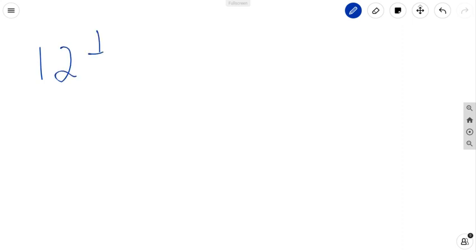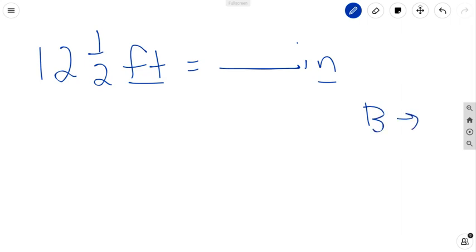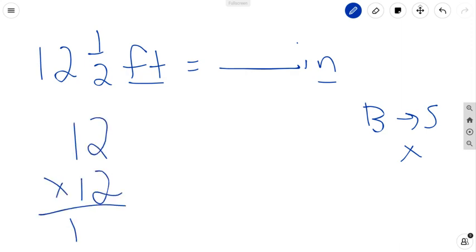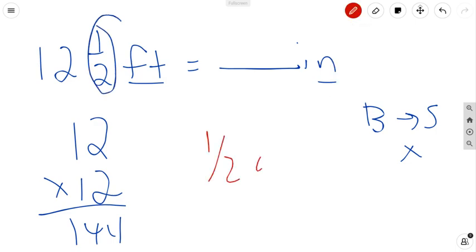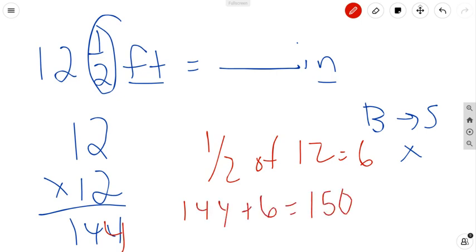Let's say we have 12 1/2 feet equals how many inches? Okay, we're going from big to small. Big to small means multiply. There are 12 inches in a foot. So I'm going to do 12 times 12, which you know is 144, but I still have half a foot. Well, 1/2 of 12 is 6, because half of a foot is 6 inches. So I'm going to add 144 plus 6, which gives me 150 inches.